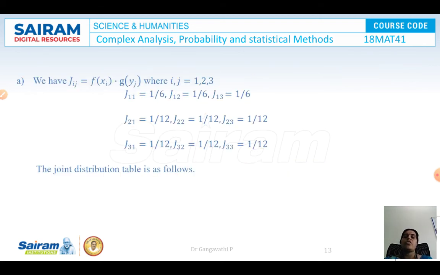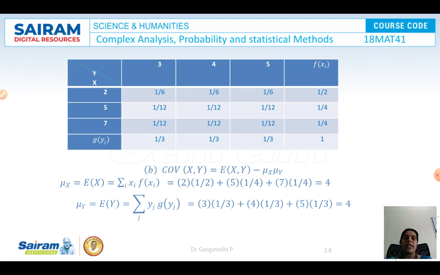So for jij, we have to construct the distribution table: j11, j12, j13, j21, j22, j23, j31, j32, j33. The respective probability values of x and y should be multiplied. So we get this, and we can construct the table like this. The only thing is, after the construction of the table, verify that when we add the column values, the sum should be equal to 1. Similarly, when I add the last row, the sum should be equal to 1.